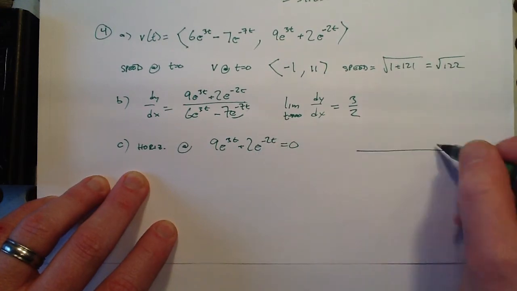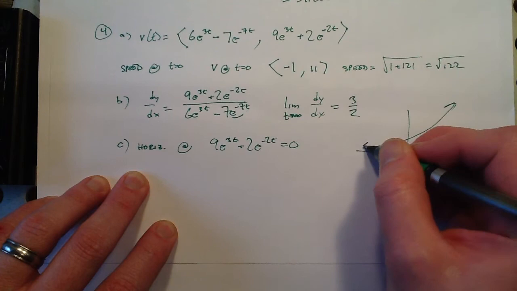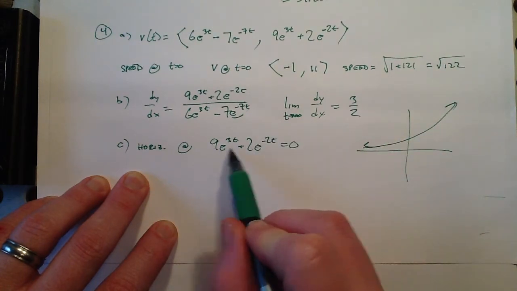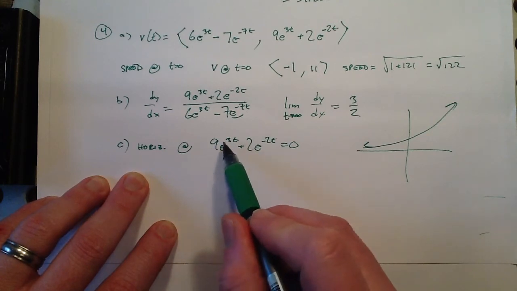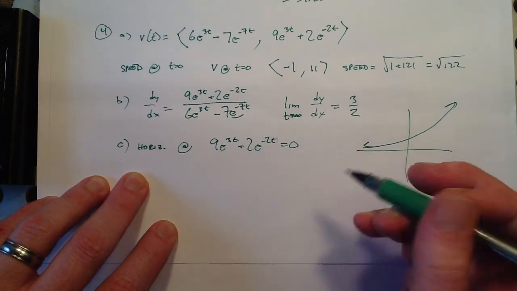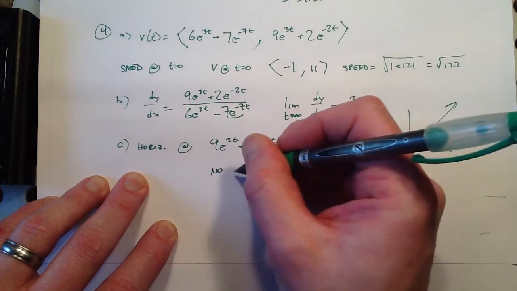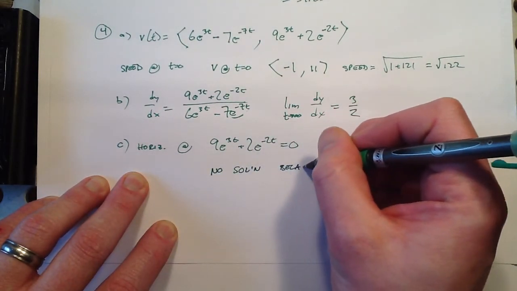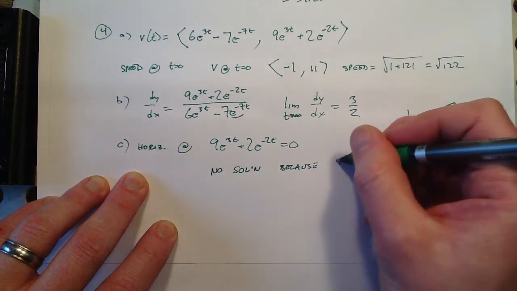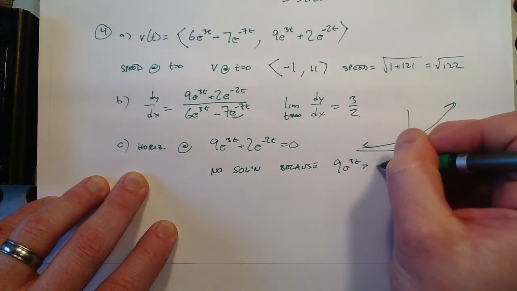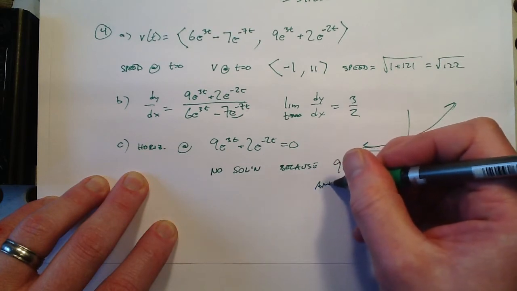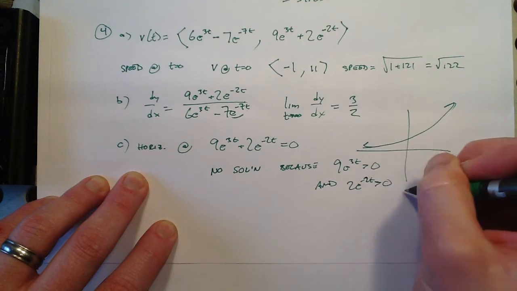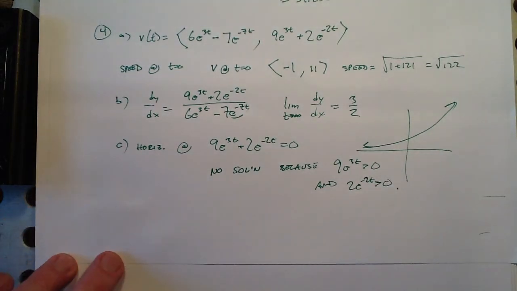Because an e to the whatever graph looks like this. So it's always positive. So this is not going to ever be equal to 0. Positive number plus positive number equals 0. No solution, because 9e to the 3t is always greater than 0, and 2e to the negative 2t is always greater than 0. So that cannot happen.